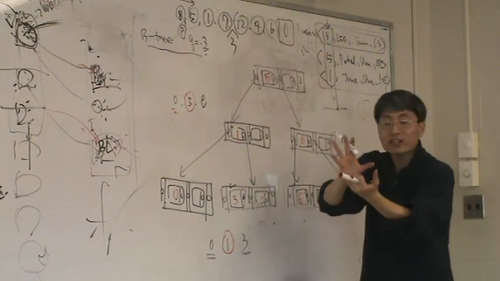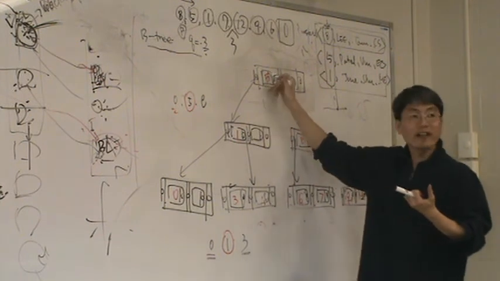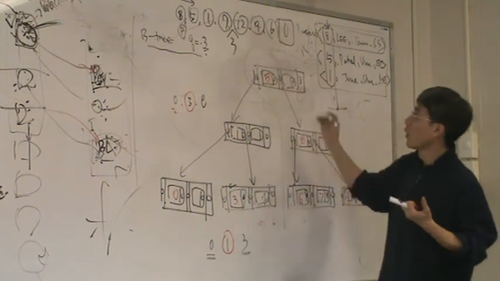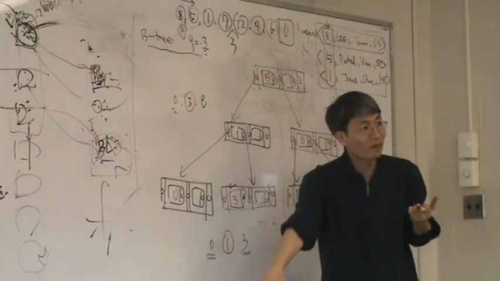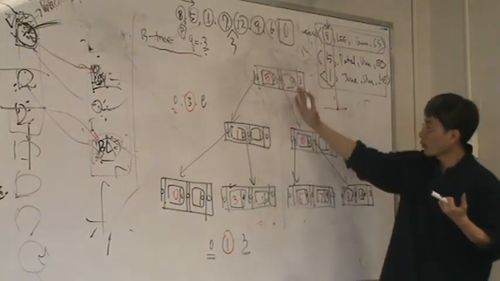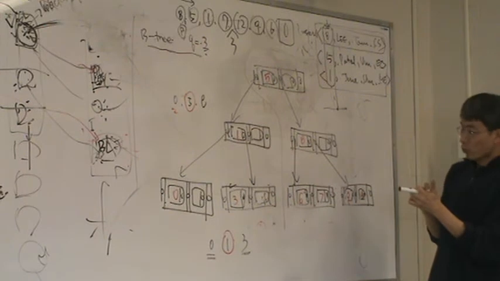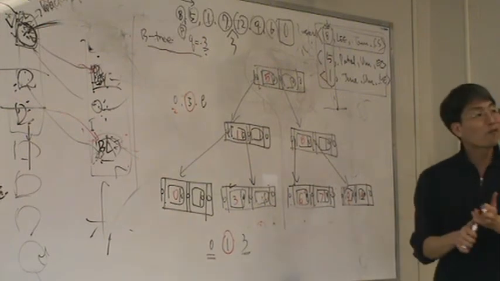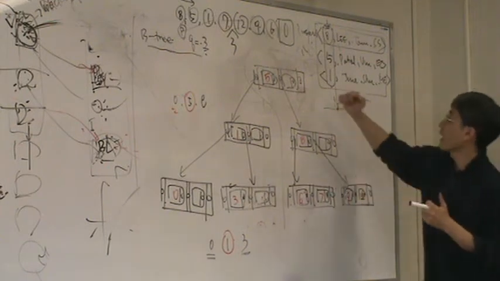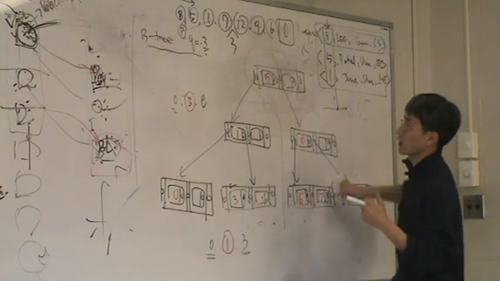Left hand side means less than this value. Right hand side means bigger than this value. So less than 5, all values less than 5 go to the left hand side, and bigger than 5 goes to here. So what if we insert the data 4 in this case? Even though we have space over here, we do not use this one.